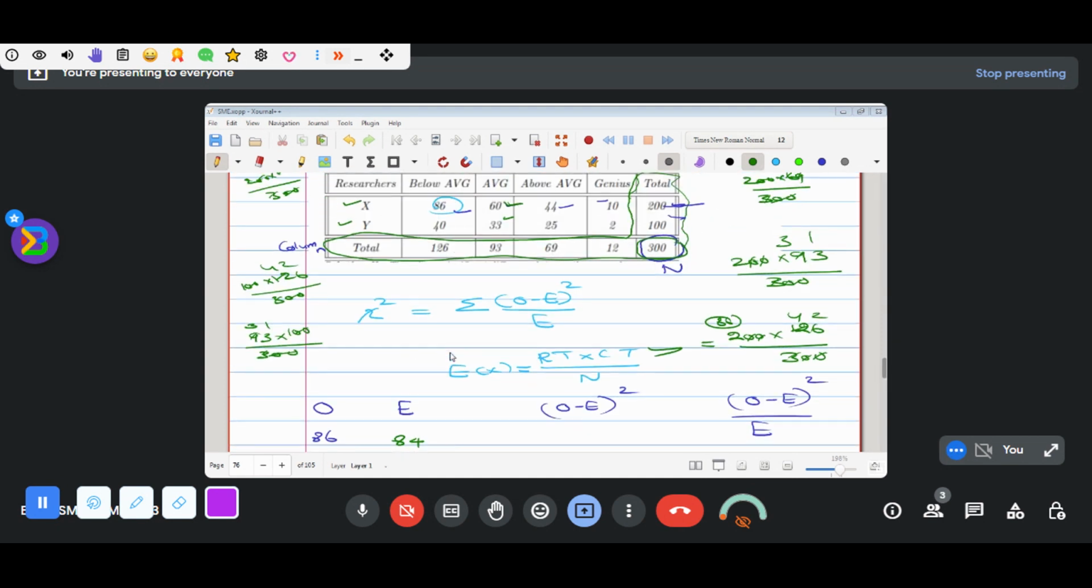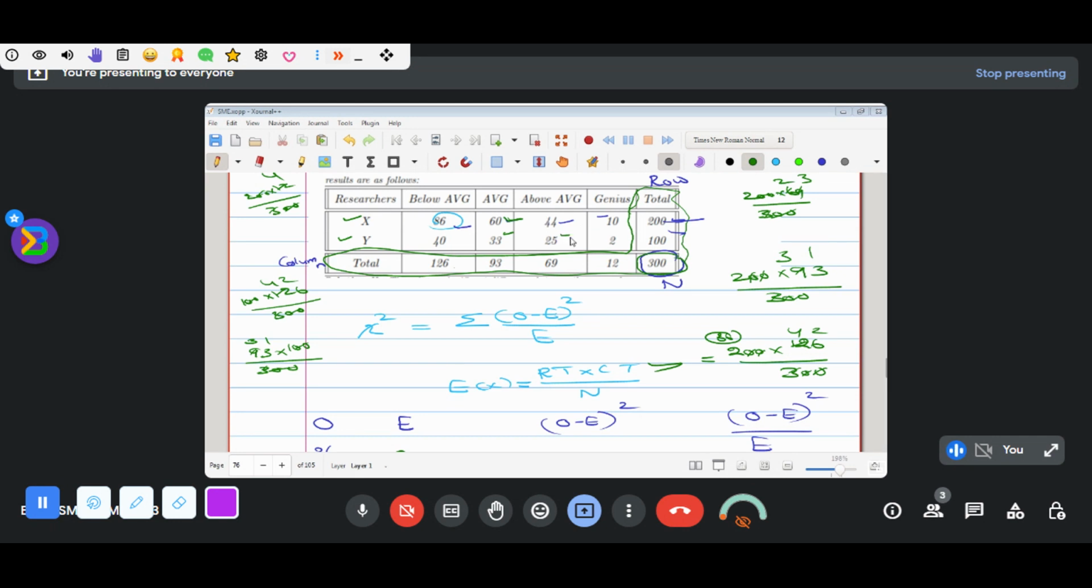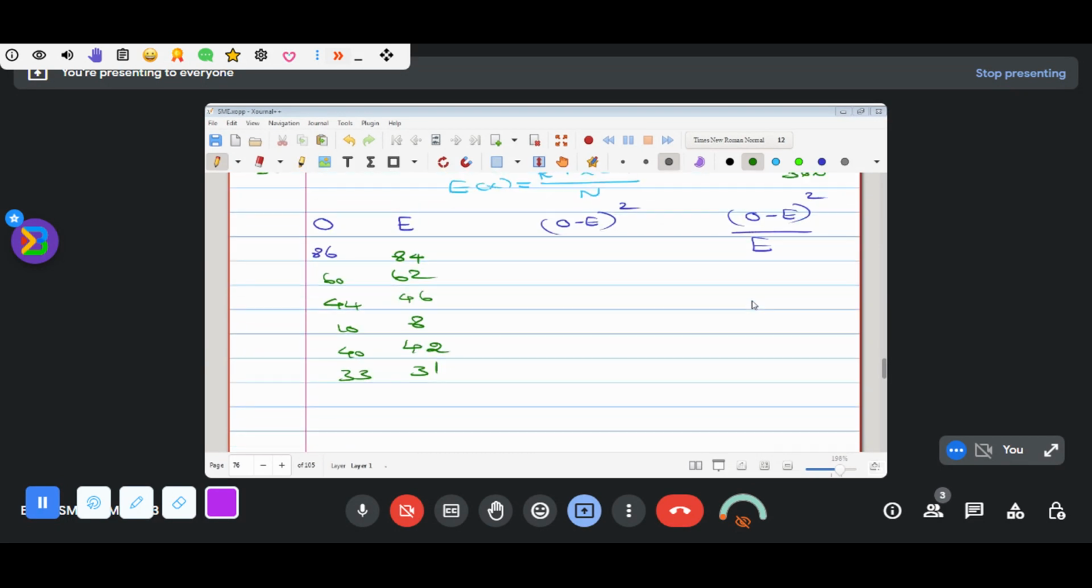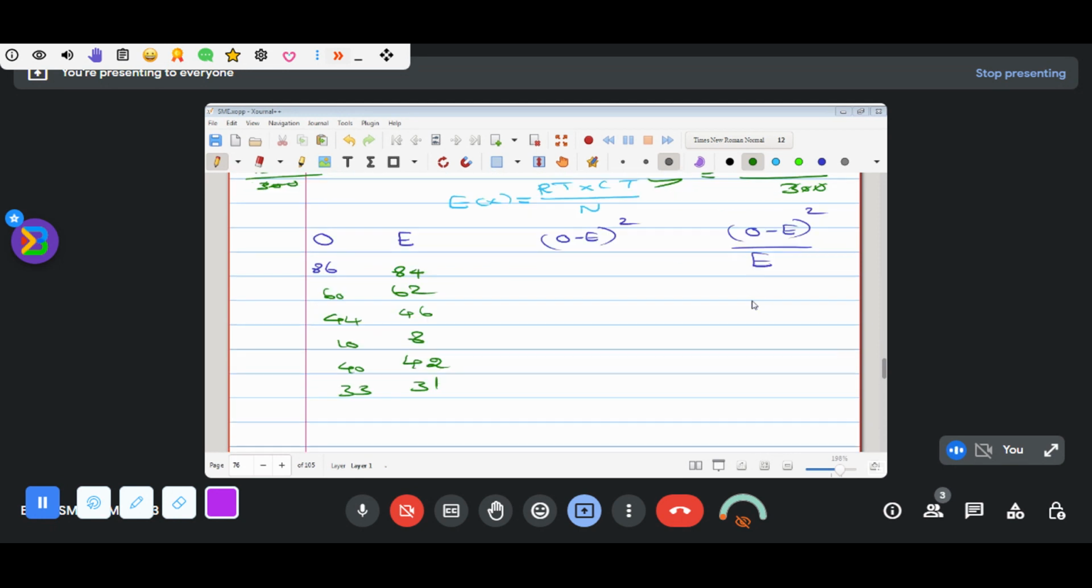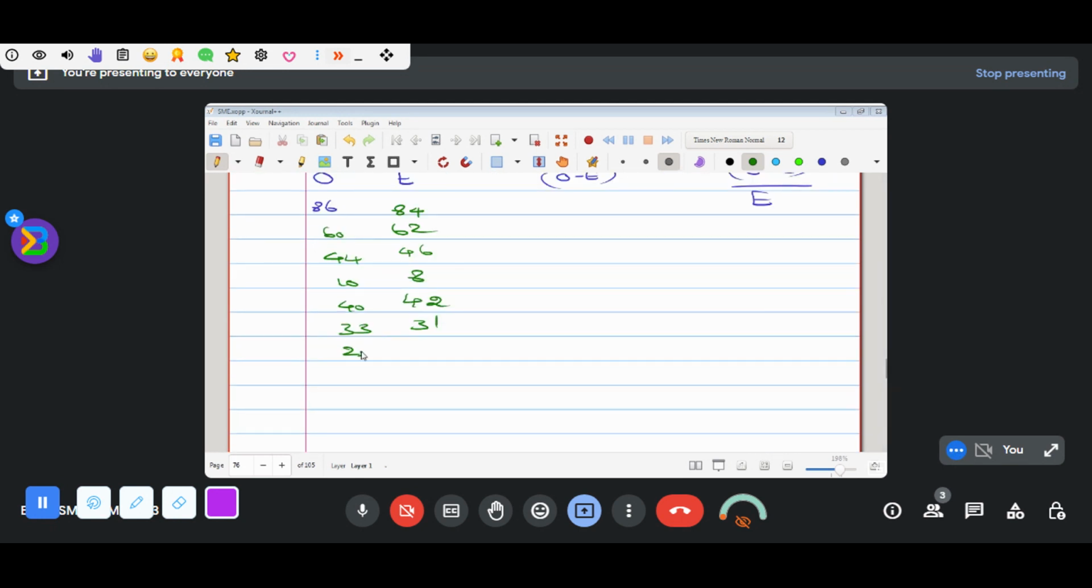Next calculation, 25. The row and column totals are 69 and 100, so 69 into 100 divided by 300. The double zero cancels, and 3 into 69 is 23. Therefore, the expected value corresponding to 25 is 23.